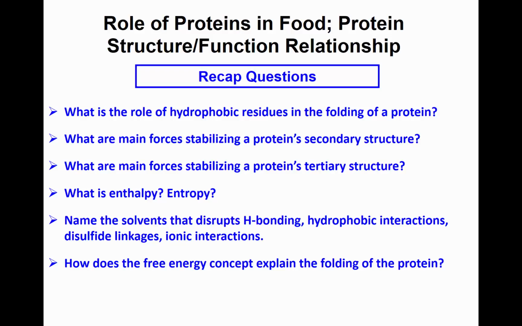How does the free energy concept explain the folding of the protein? We touched upon that a little bit. So you have a lot of free energy, so it is unstable to have so much energy going on, so much chaos. So bonding starts to occur to contain the free energy into bonds, so you can contain the chaos into a stable state.